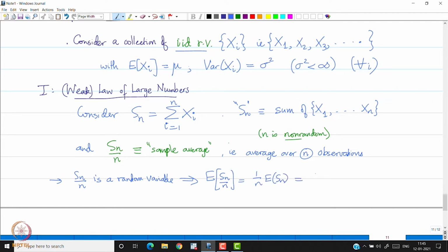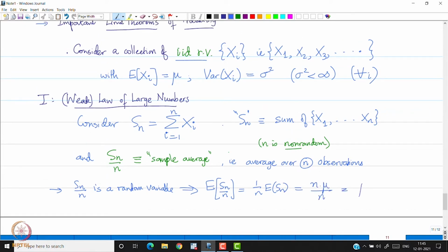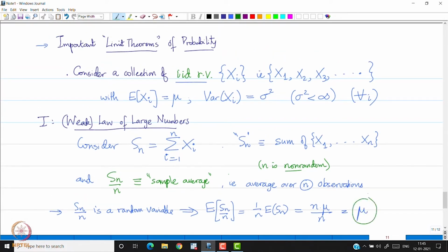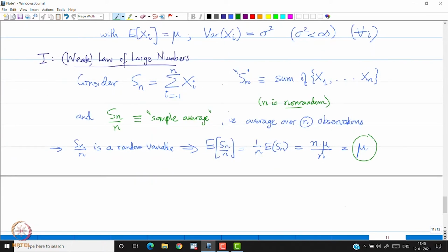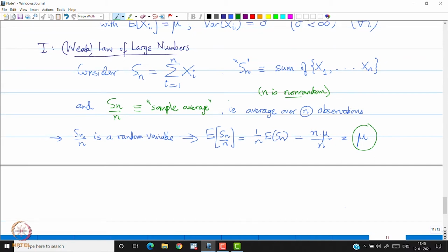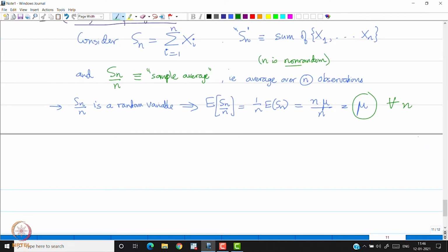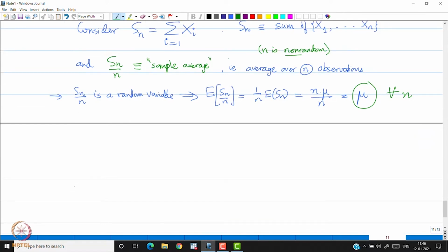This is basically nothing but, let me write one more step here, n into mu divided by n, which is essentially equal to mu itself. So Sn will have a mean which increases linearly with n, it is n into mu, but Sn by n has a constant mean mu, the same mean mu of the xi, and that is true for all n. So the sample average very easily is shown to have the same mean value as any of the individual observations xi.